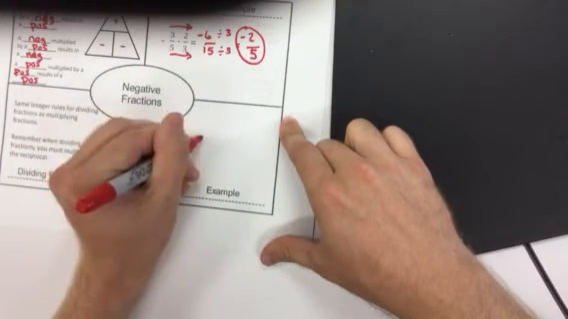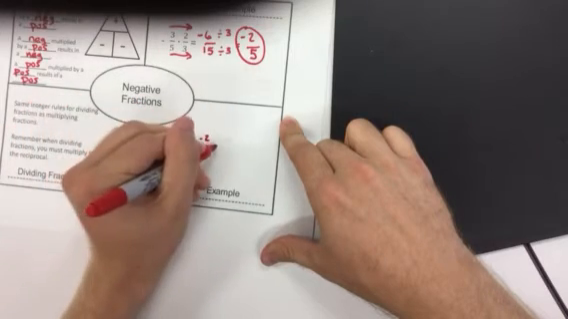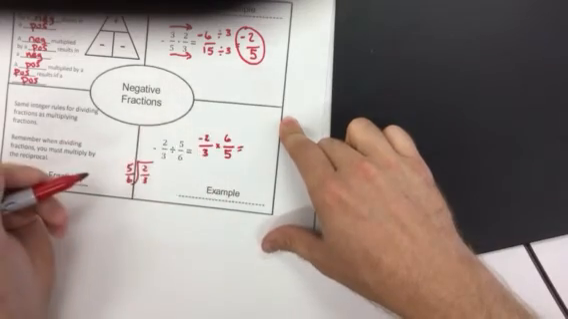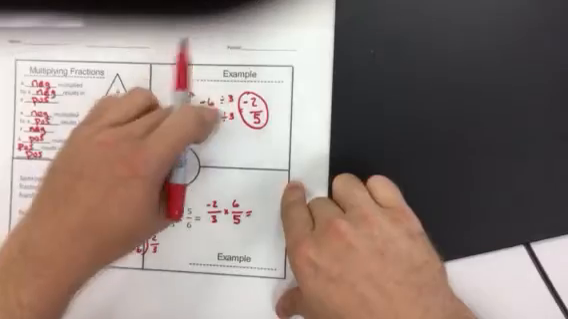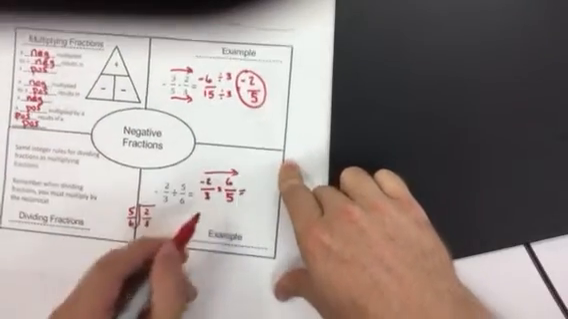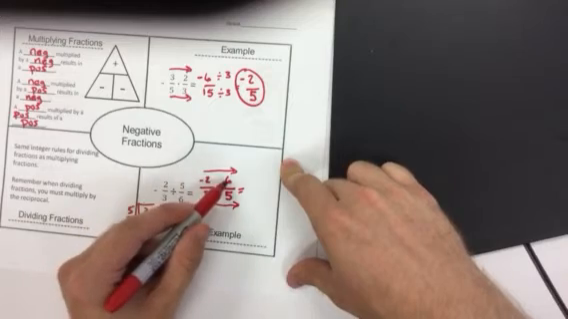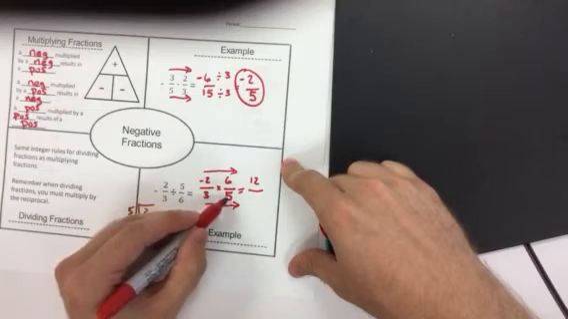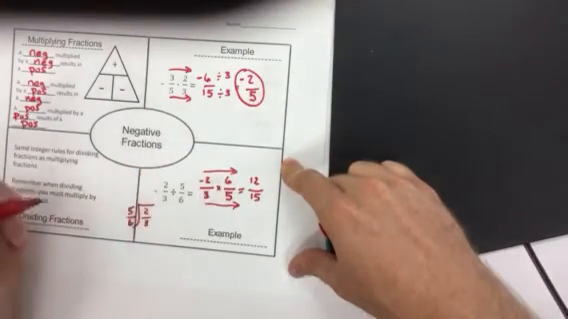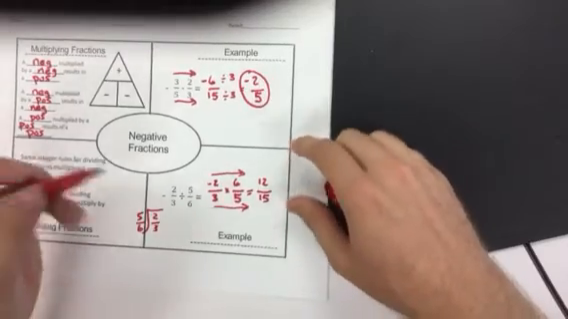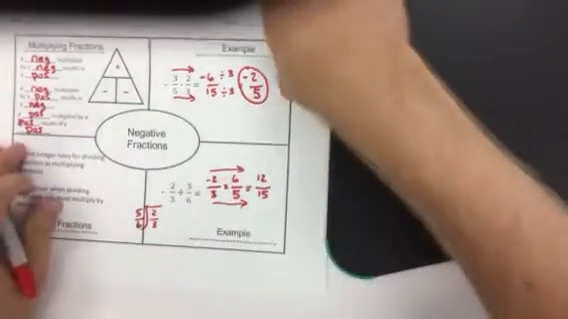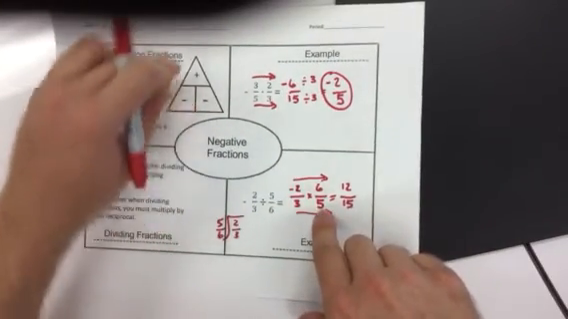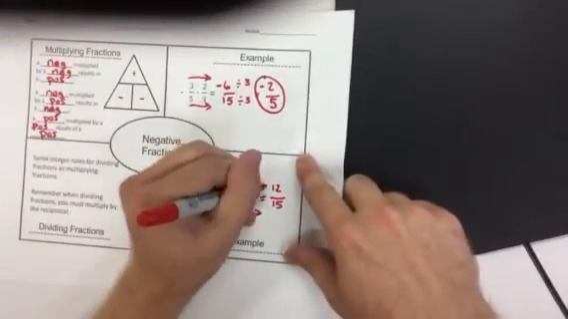So I'm going to rewrite this, negative 2/3 multiplied by the reciprocal 6/5, and then we do the exact same thing we did right here. We go straight across. 2 times 6 is 12. 3 times 5 is 15. Now let's look and see, is this answer going to be positive or negative? We have a negative here. We have a positive here. And that results in a negative answer.